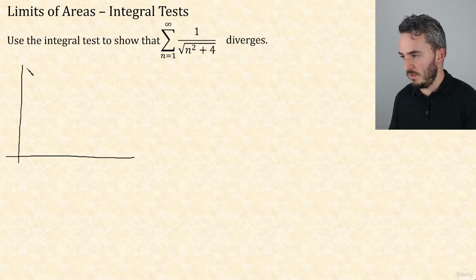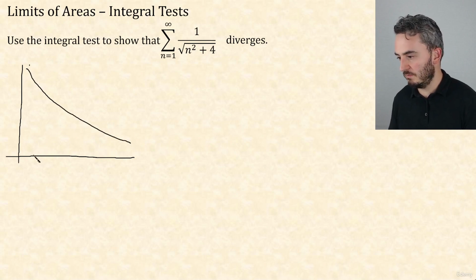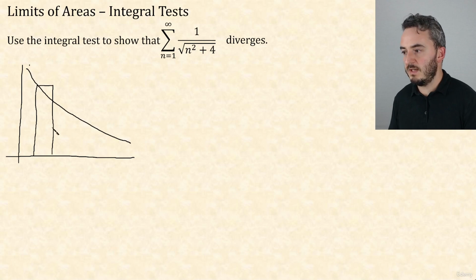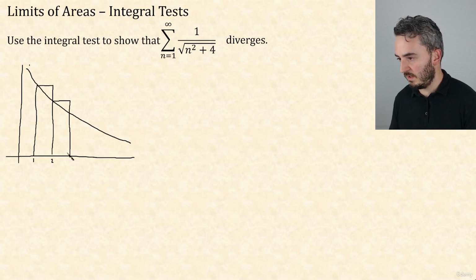So if this was a curve 1 over x root x squared plus 4, which would be doing something like this, then we want to show that when n equals 1, our rectangle is above that. And when n equals 2, so that's our 1 point, and when n equals 2, our rectangle with that appropriate height is bigger, and so on.